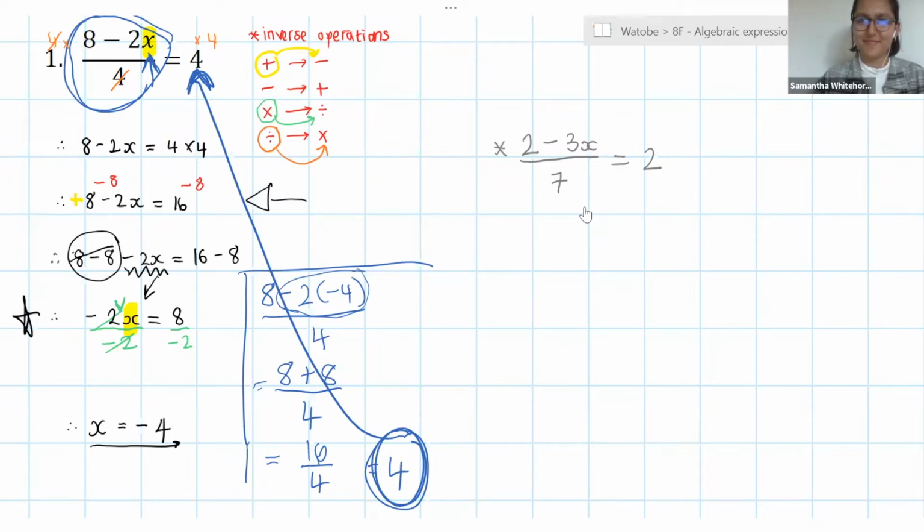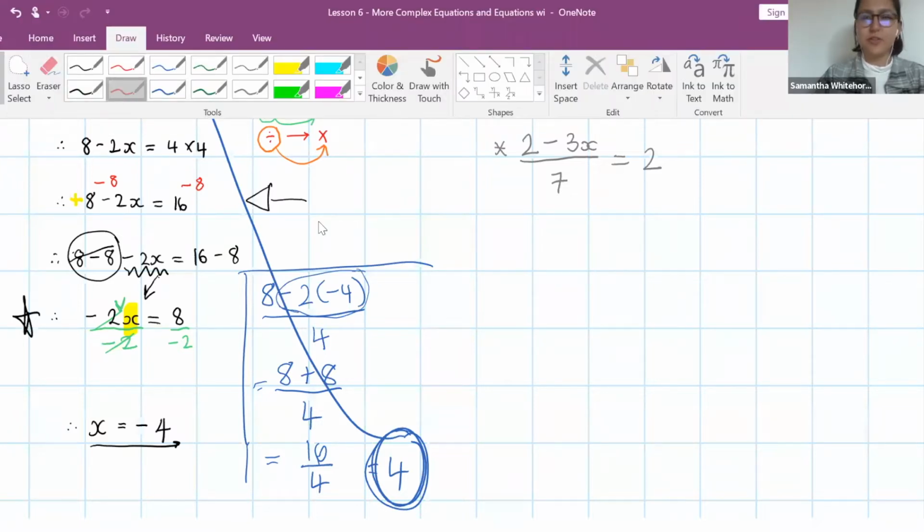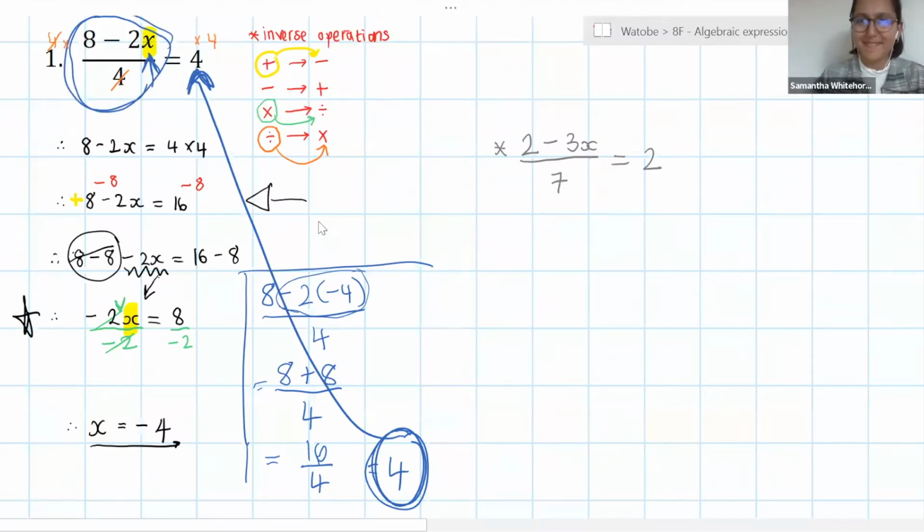Hello, ma'am. Hi. How should I start? Should I start by reading what I wrote down? That's perfect. I will follow as you go. So it was 2 minus 3x over 7 equals 2. I wrote it again. 2 minus 3x is equal to 2 times 7. Awesome. Well done. I wrote 2 minus 3x is equal to 14.